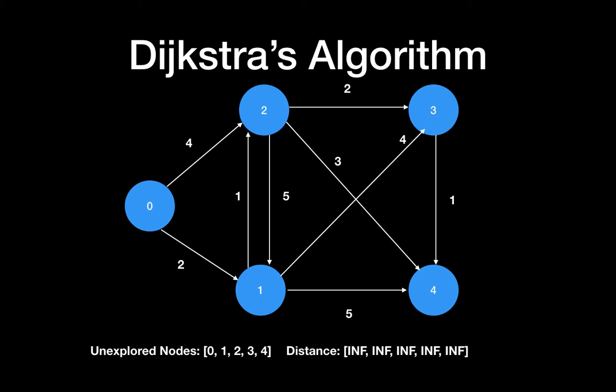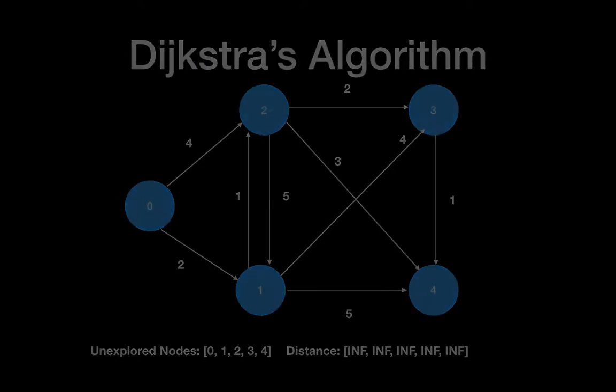In this video we are going to talk about the implementation of Dijkstra's algorithm. This is the graph that we will be taking as our example. Now this is a weighted directed graph. We are going to look at the adjacency matrix representation of this graph. We are going to code this in C++.